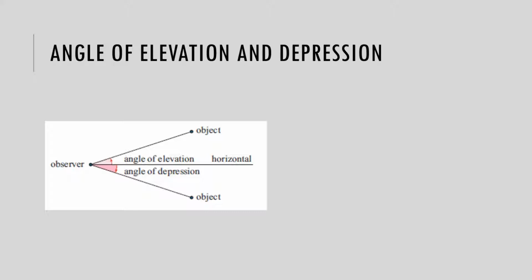So the angle of elevation is, if I have a horizontal piece of land or something, how far up am I lifting my gaze, for example. The angle of depression is how far down I'm going. So for both of these, you need to start at a horizontal.